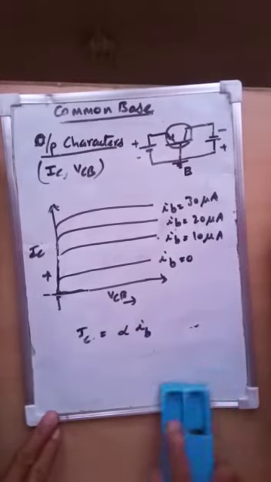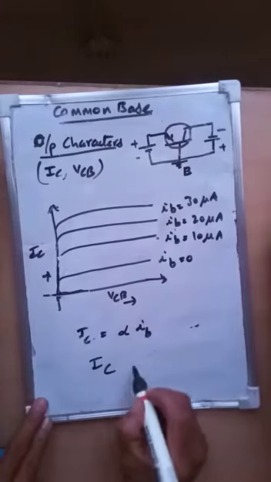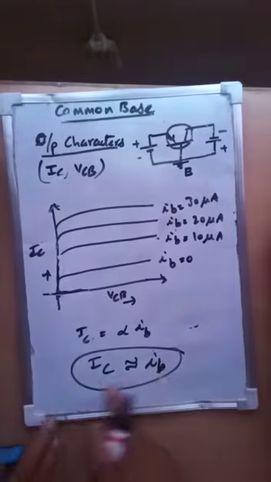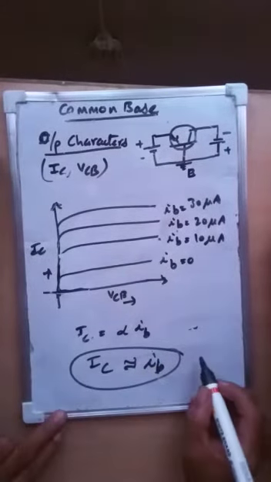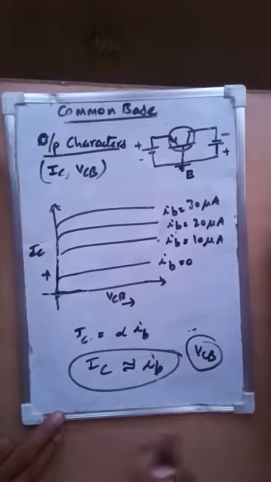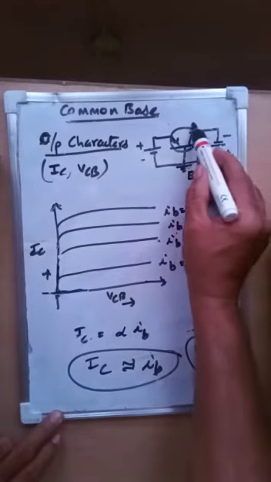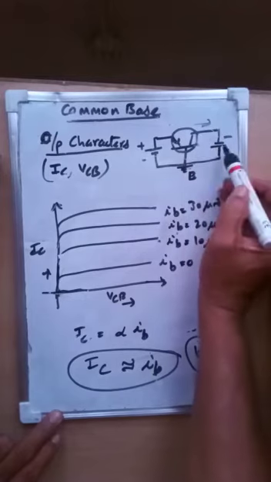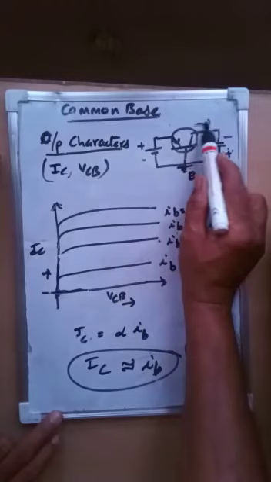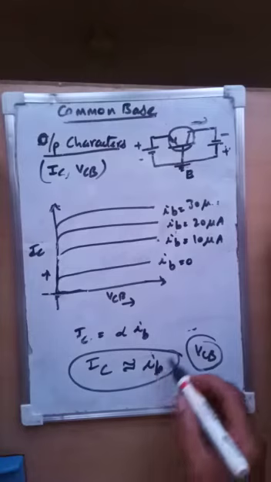Since alpha is approximately equal to 1, IC is approximately equal to the input current. Whatever the value of input current is given, that should be the IC. That means it is completely independent of VCB. Whatever the reverse voltage is given, the current traveling through this is independent of voltage. Even if VCB is 0, the collector current is independent of VCB. It depends only on the input current.